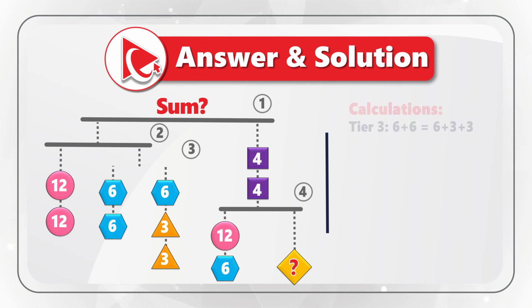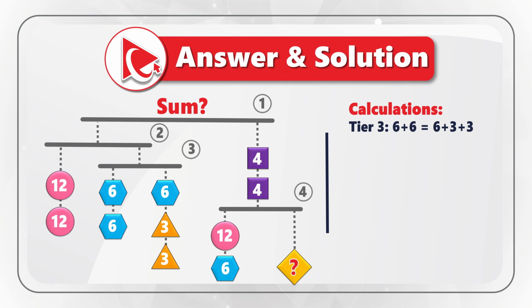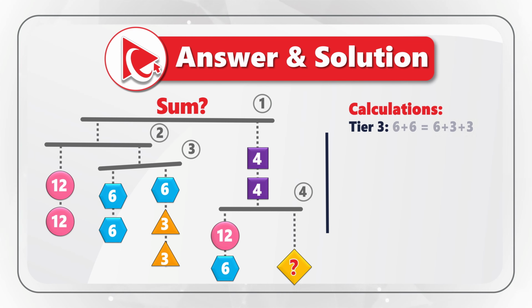Let's look closely at Tier 3 to better understand how this tier remains in balance. As I already mentioned, each tier remains in balance because the numbers are equal on both sides. So on the left of the Tier 3, we have 2 hexagons with total value of 12. On the right of the tier 3, we have hexagon, which equals number 6, plus 2 triangles, 3 plus 3. So on both sides, the total value is 12. This is why tier 3 remains in balance.